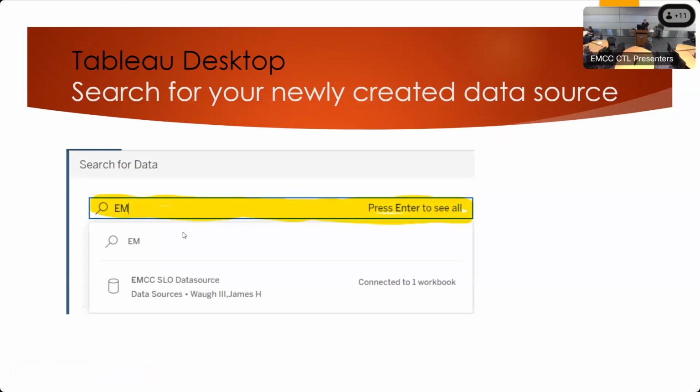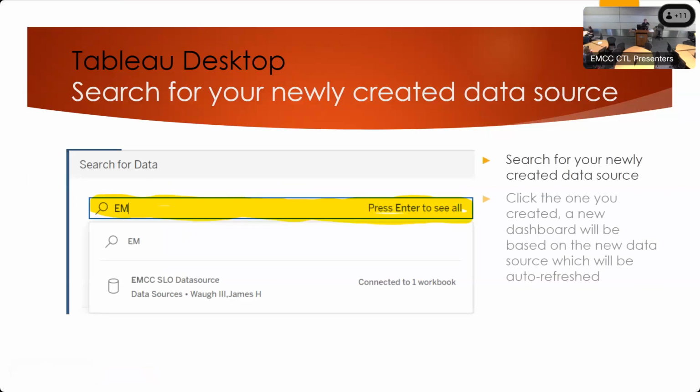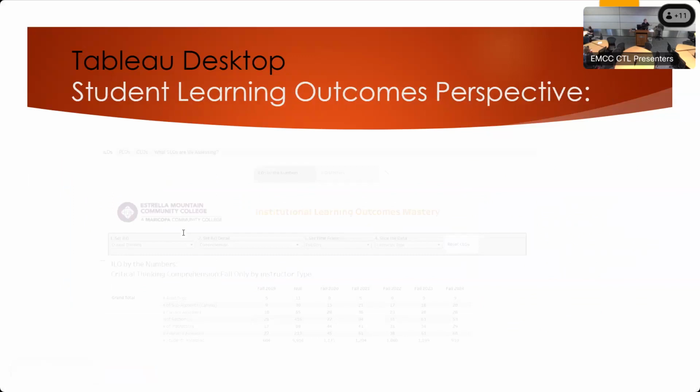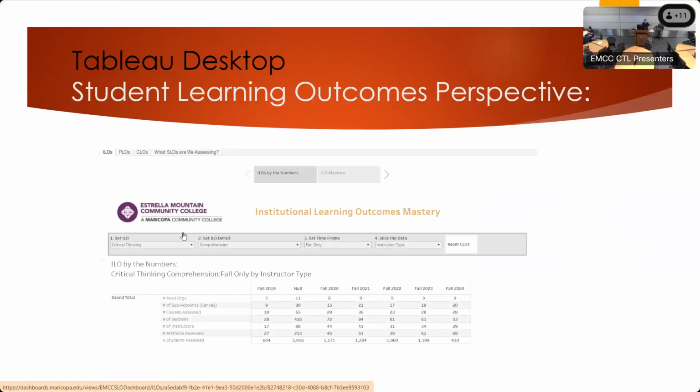And because I know the name of everything I've created starts with EM, it gives me a shortcut to be able to filter to just mine, and then I click on it. All there is to scheduling your data source to be automatically refreshed and adding a data source to it.